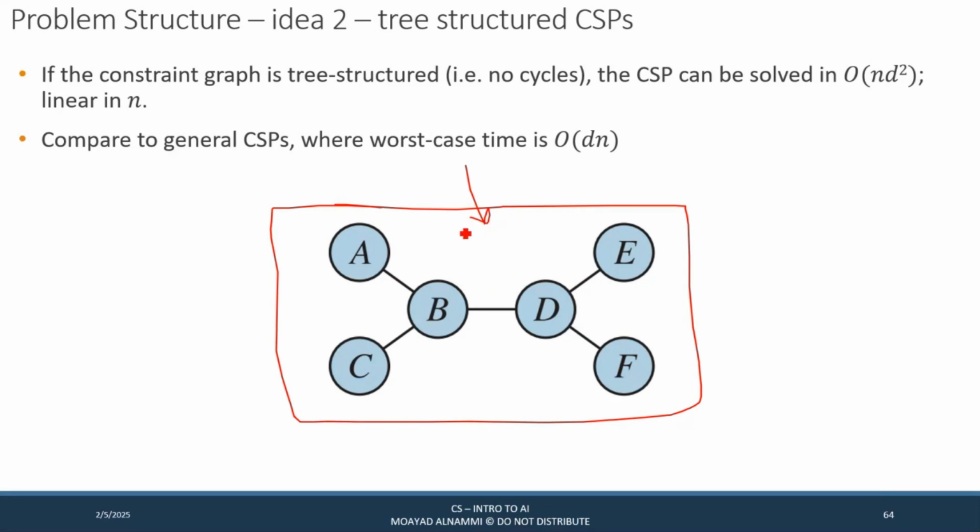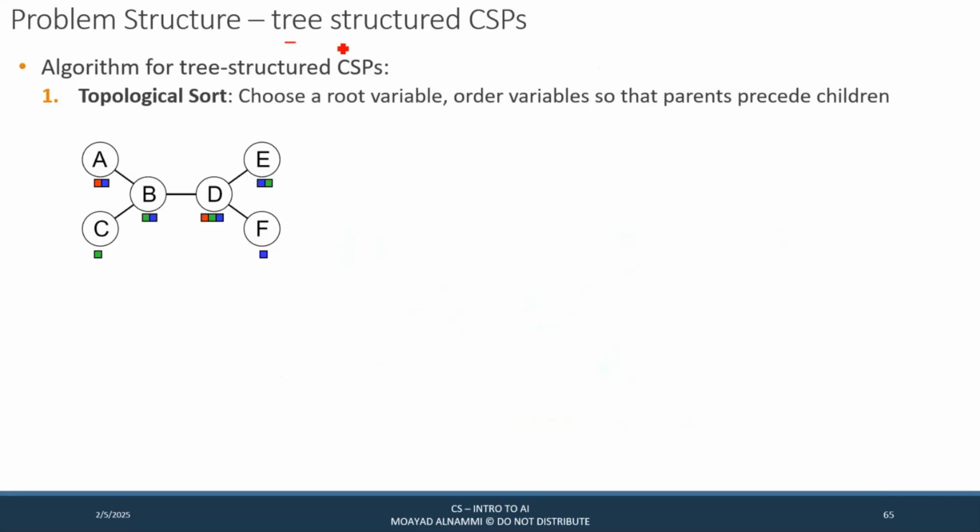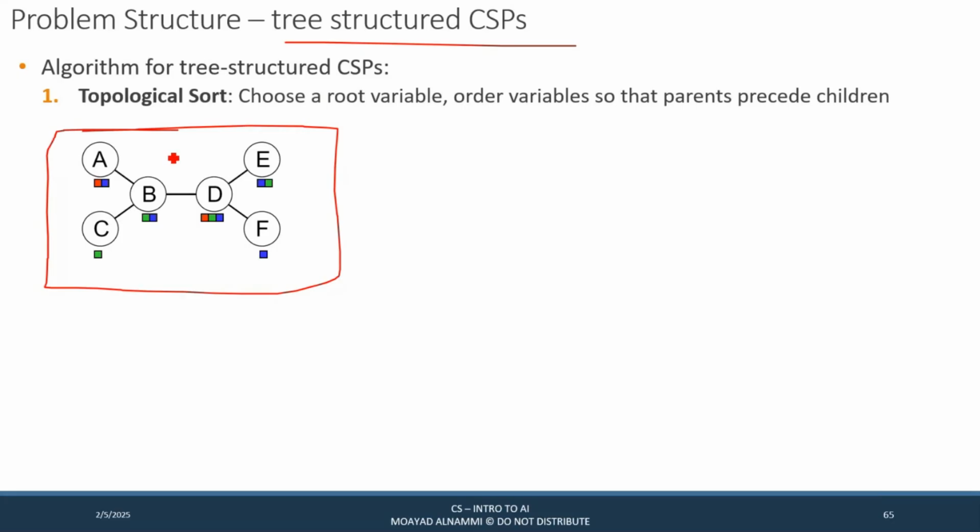But if you check whether your graph is tree structured, and you know it is tree structured, then you can apply a very unique algorithm that gives you a lot of cost savings to solve this CSP. So what is this tree structured algorithm? Very simply, let's try to apply it to this CSP. And let's say this was a graph coloring problem. And what you do is as follows.